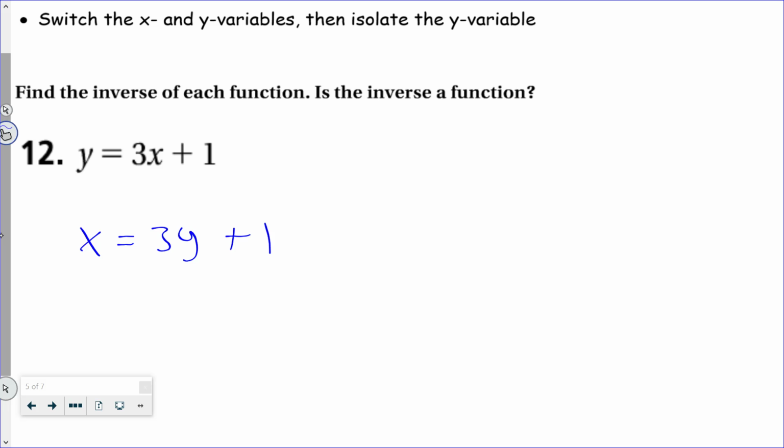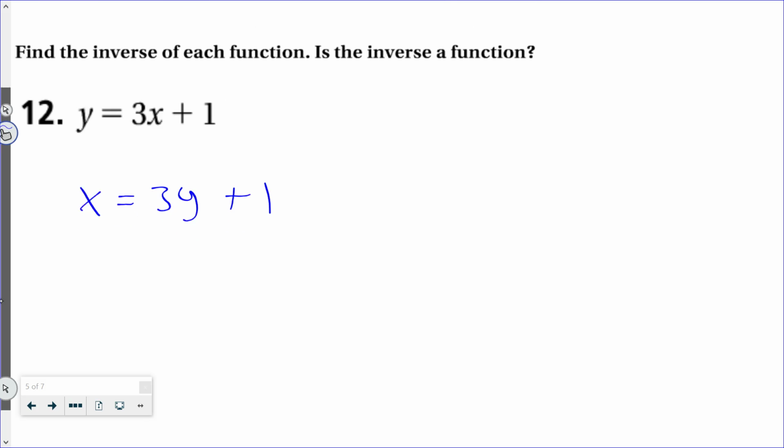You look confused. Huh? All right. After you take your x and y and you switch them, you solve for y.